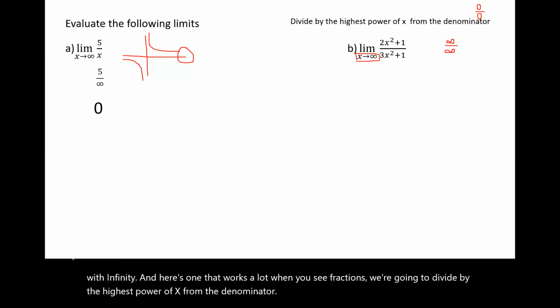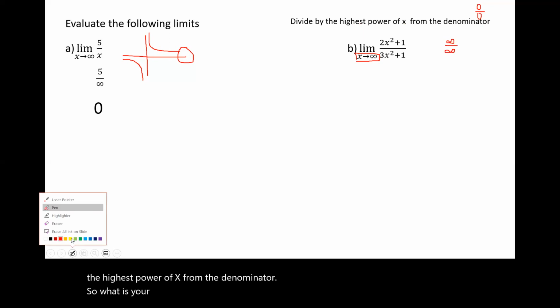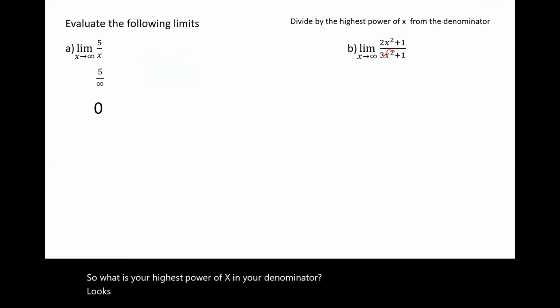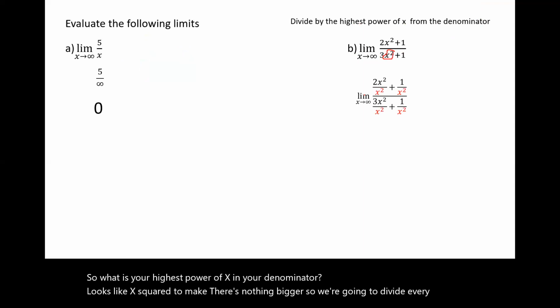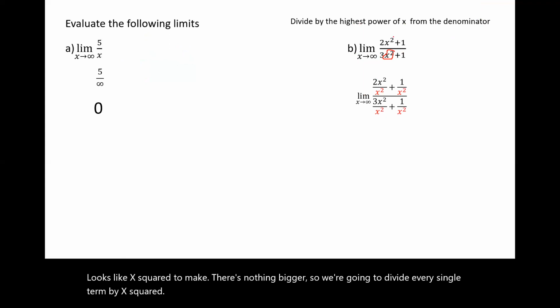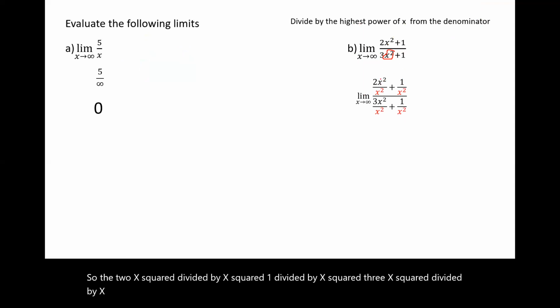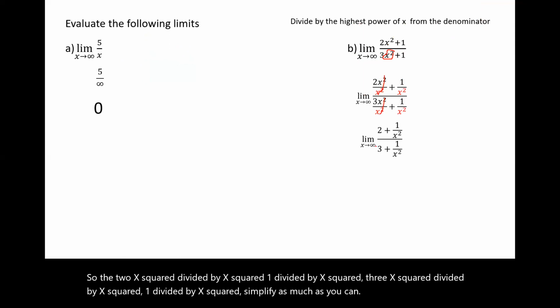So what is your highest power of x in your denominator? Looks like x squared to me. There's nothing bigger. So we're going to divide every single term by x squared. So the 2x squared divided by x squared, 1 divided by x squared, 3x squared divided by x squared, 1 divided by x squared. Simplify as much as you can, and then evaluate your limit.